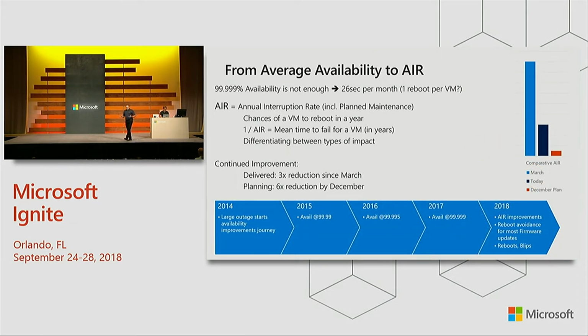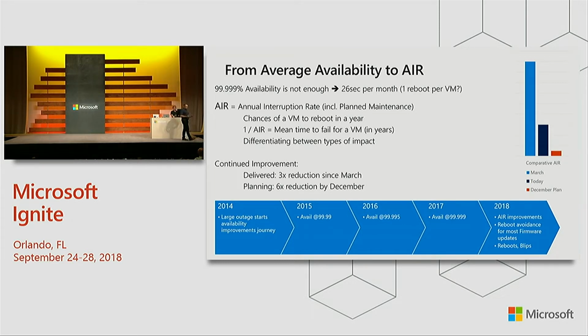Our internal goal was to get to 5 nines for every single VM. And we are pretty much there, but this is not enough. Even if we're at 5 nines, your VMs will experience 26 seconds of downtime per month. This is just the 5 nines bar. One quick reboot for every VM, and you're at 5 nines. This is not the experience we want to achieve. And so we thought it doesn't make sense.